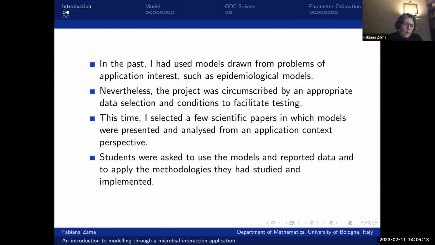I wanted to see how they managed this situation in which they had to understand the model, understand the problem, read the paper, come up with the equations, and apply what we are learning in the course, which is not only the solution of ordinary differential equations, but also some principles of modeling, in the sense of identification of parameters. They have to develop their code and see how to apply the methods that they had studied to this specific problem.